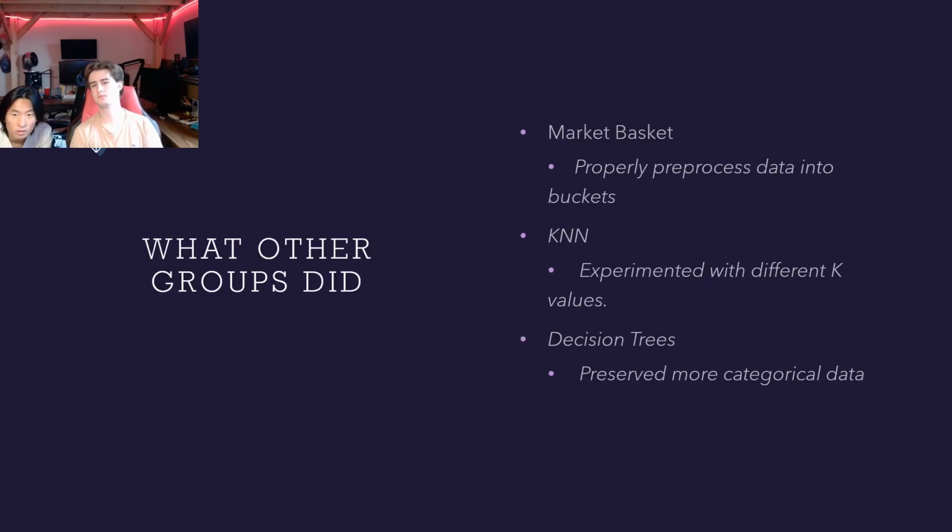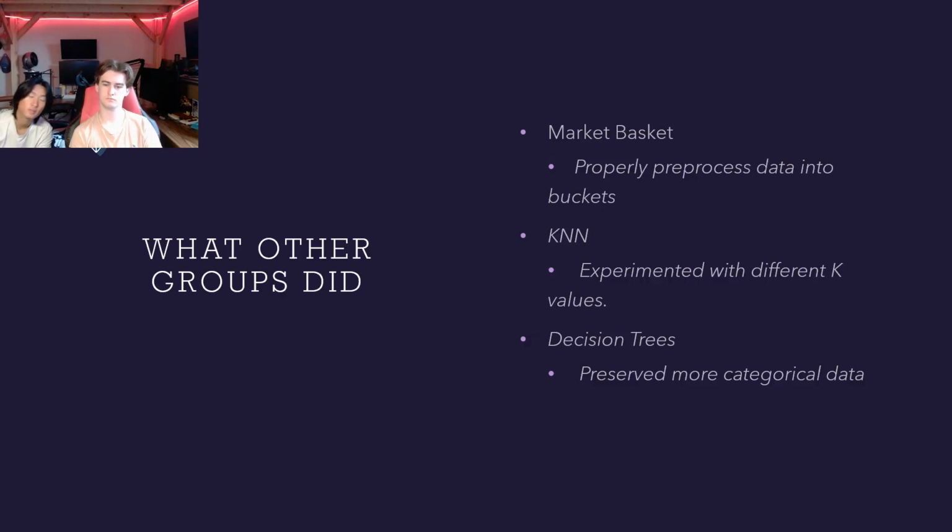Yeah. So some changes we could have done just to see if it worked. We saw other groups properly pre-process data into the correct buckets, so Market Basket would actually do its thing. For KNN, different K values could have been good. With higher K values, we could have had clusters more towards that diagonal on the cross table. Lower K values could have done that as well.